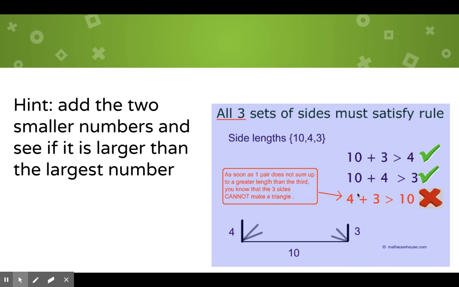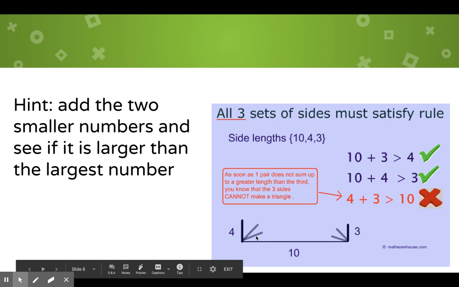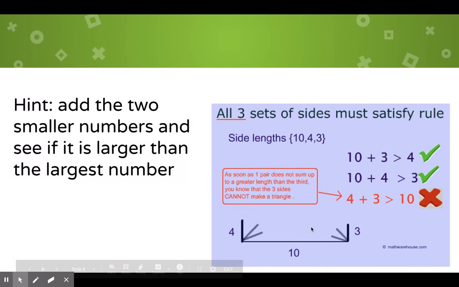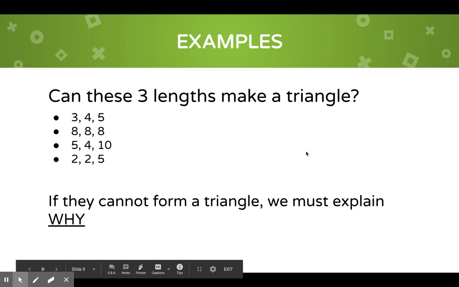If we take 4 and 3, add them together, that's 7, which is obviously not bigger than 10. And the reason is that it literally cannot work if you have side lengths of 4, 10, and 3. You could never create a triangle because these side lengths are not big enough to actually touch each other and create a triangle. Okay, so some examples.